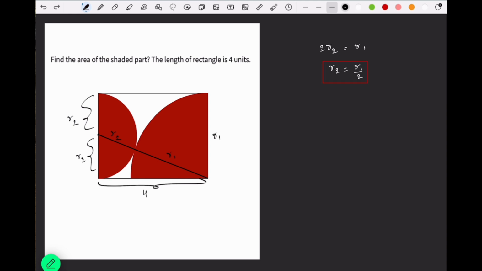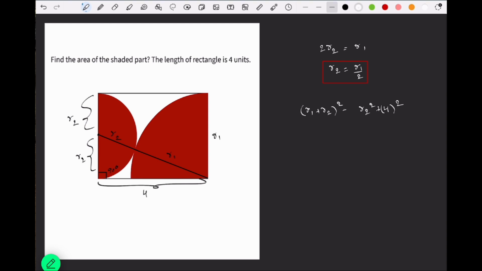Now, if you consider carefully, we constructed a right angle triangle, right? Because at every corner in the rectangle, it is 90 degrees. So, if it is 90 degrees here, this will form a triangle. As it is a right angle triangle, let's apply the Pythagoras theorem. Square of hypotenuse is equal to sum of squares of the remaining sides, R2 square plus 4 square. We have a relation between R1 and R2, right? R2 is equal to half times R1, or we can also say R1 is equal to 2 times R2.